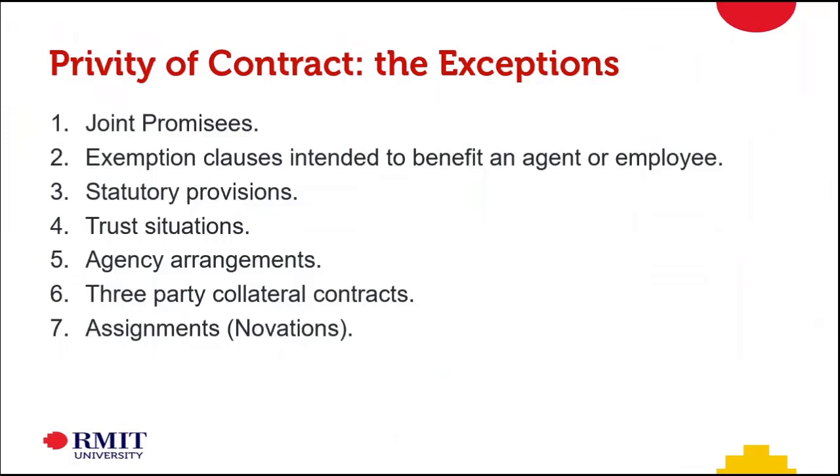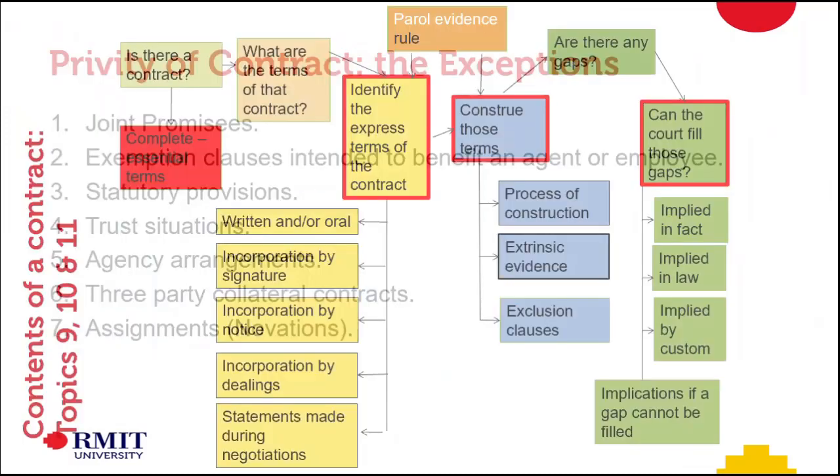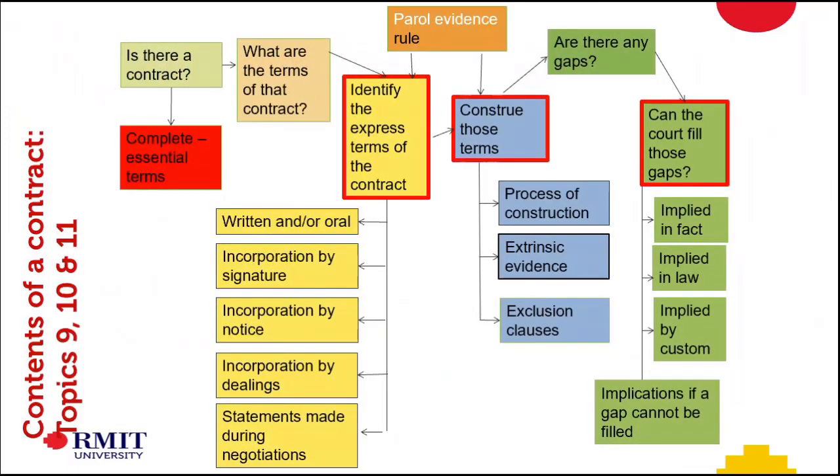So, list of exceptions. Agency is probably the one that we spoke about the most. The three-party collateral contracts are a little bit tricky. It's worth thinking a little bit about those. And assignments or novations, remembering that you cannot transfer an obligation to somebody else. Okay? You can transfer or assign a right, but you cannot transfer an obligation.